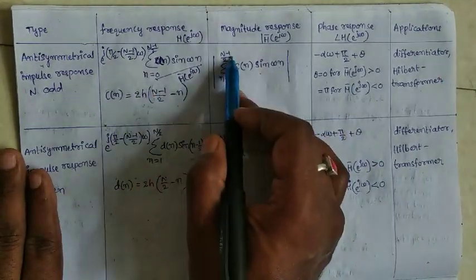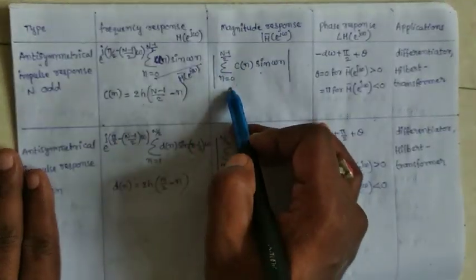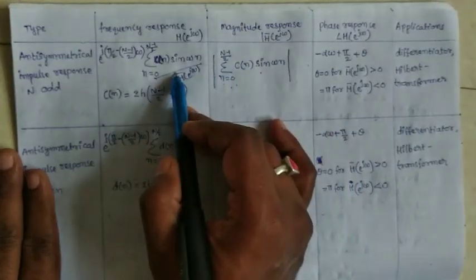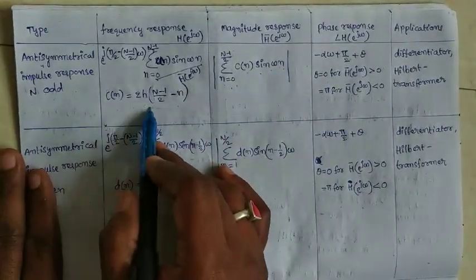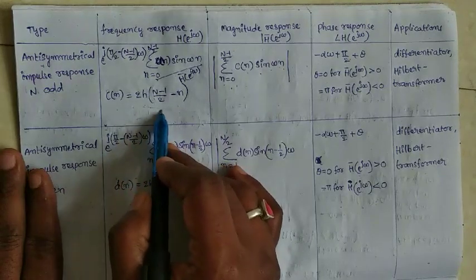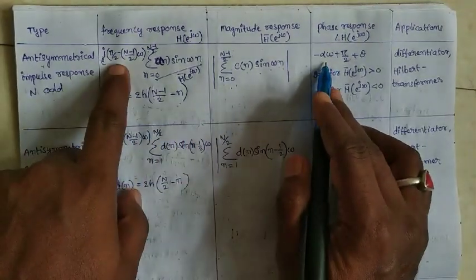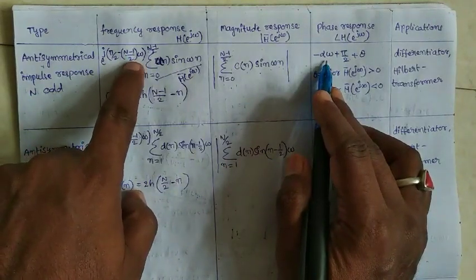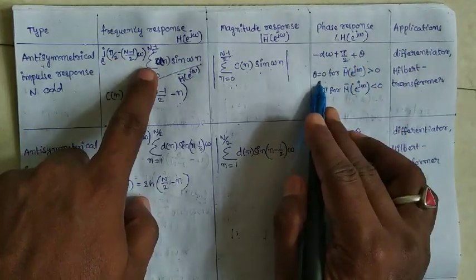How to determine the magnitude response? Mod of the summation n equals 0 to (N minus 1) by 2 of c of n sin omega n. How to calculate the c of n? It is equal to 2 into h of (N minus 1) by 2 minus n. Here the phase angle is minus alpha omega plus pi by 2 plus theta. What is theta?